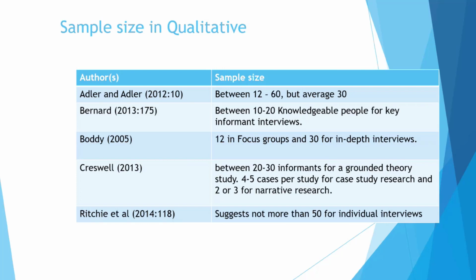But Creswell, I think I like Creswell, talks about between 20 and 30 informants, which are participants, for a grounded theory study, all right? And also 4 to 5 cases per study for case study research, and 2 or 3 for narrative research. In other words, case study research is where you collect data and all of this. But the narrative one is where you look at perceptions and all of that. But Ritchie and the other authors suggest not more than 50 for individual interviews. So bear in mind these authors.